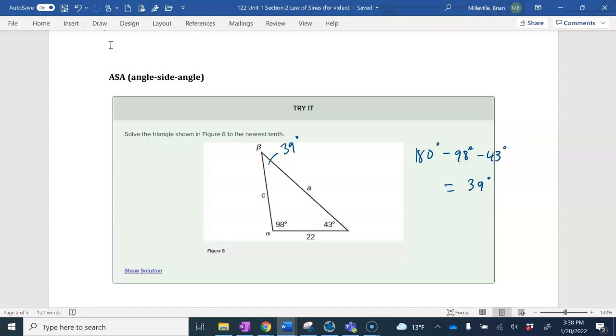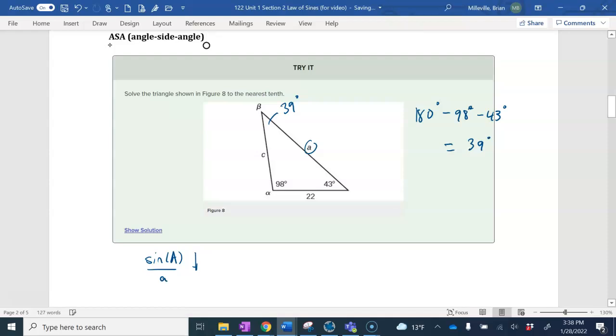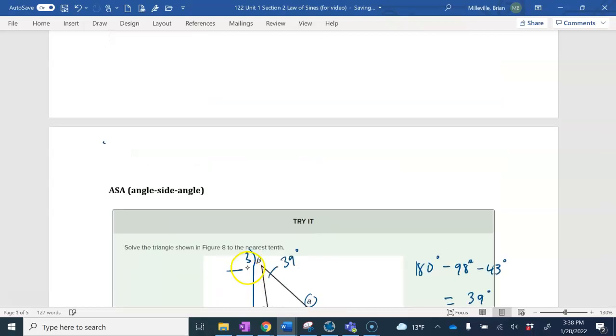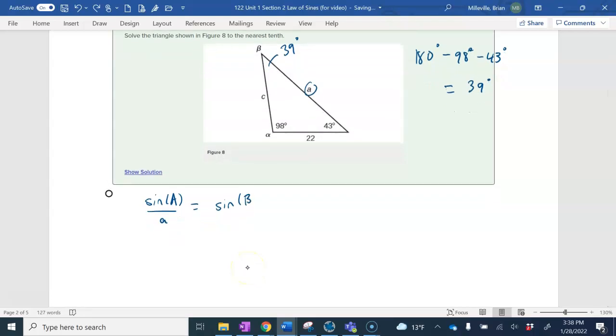To find these missing sides, we do need to use the law of sines now. So let's start with the side length A. And to find A, we're going to have to use this equivalent: sine of capital A over little a is going to equal sine of capital B over side length little b.